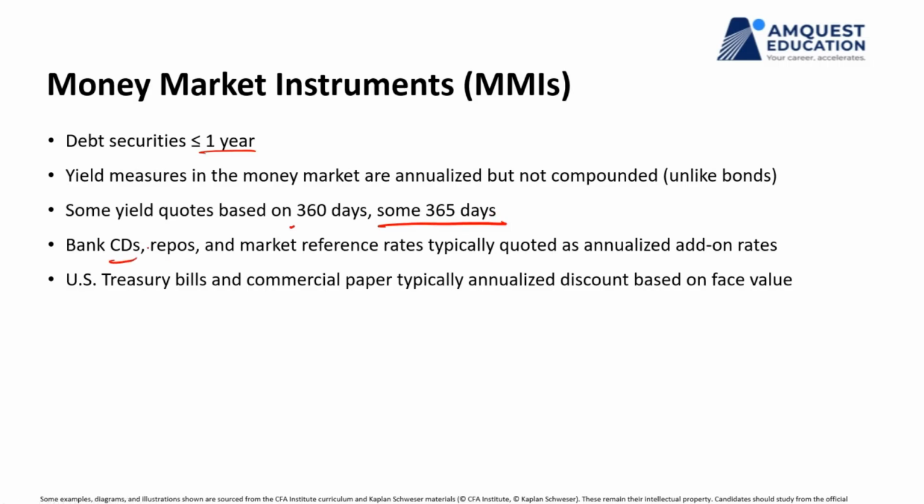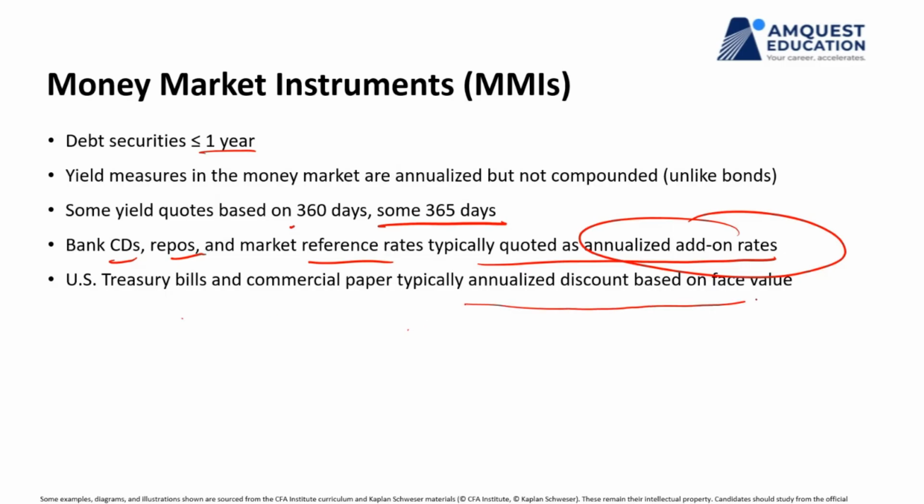Bank certificates of deposit, repos, and market reference rates typically quote as annualized add-on rates. And you will have to then make adjustments based on the shorter tenure that you're trying to borrow for, while others like US Treasury bills and commercial papers typically annualize discount based on face value. So there is a possibility you may not get exactly the type of data you want. Then you will have to just work around with the data and see how you can get to an appropriate number from the perspective of calculations here.